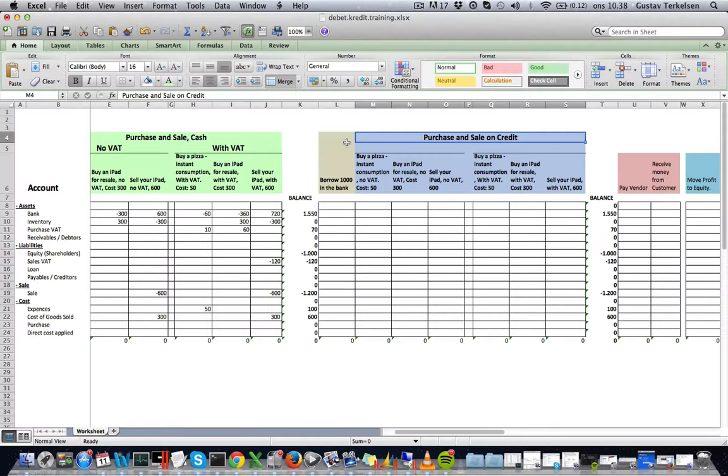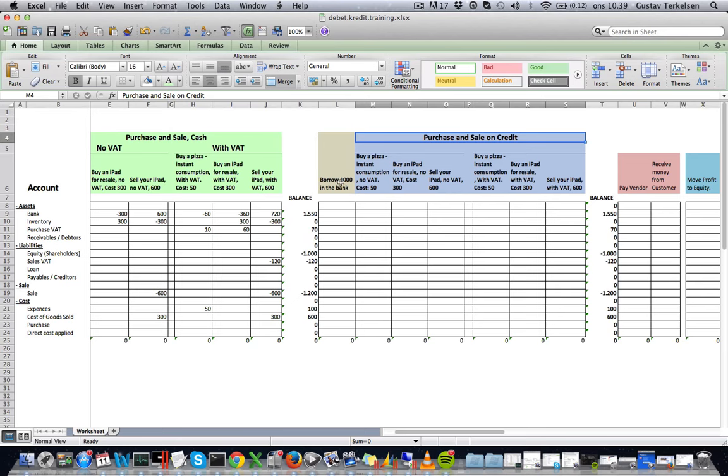So the next round of transactions will be the ones over here in the blue area, as opposed to the ones in the green. We now sell and purchase on credit. That means that when we make a sale, we don't get our money instantly, and when we make a purchase, we don't have to pay instantly. It will typically take a month or so before we receive our money or before we actually pay our money. And this has some different implications to the way we book it into our accounts.